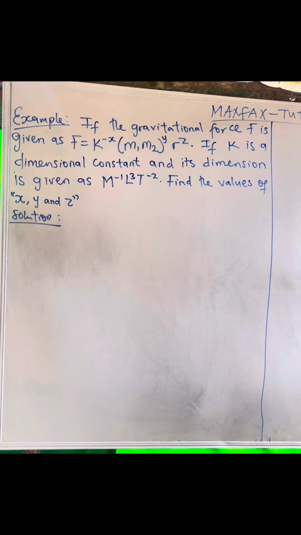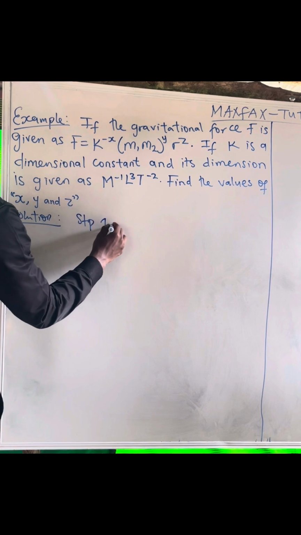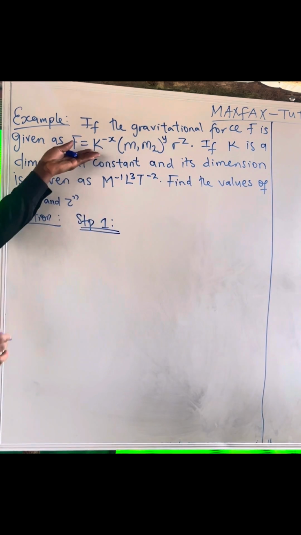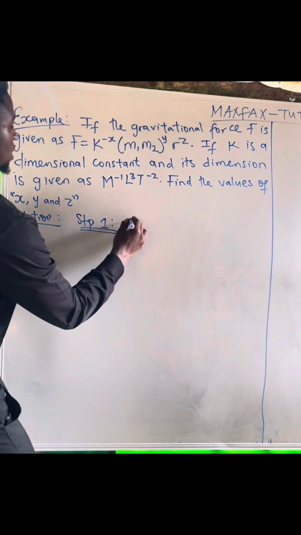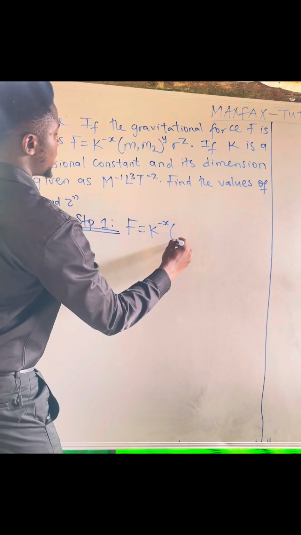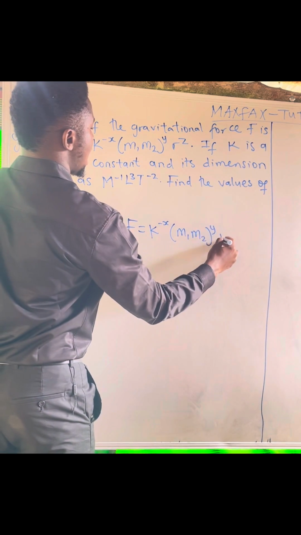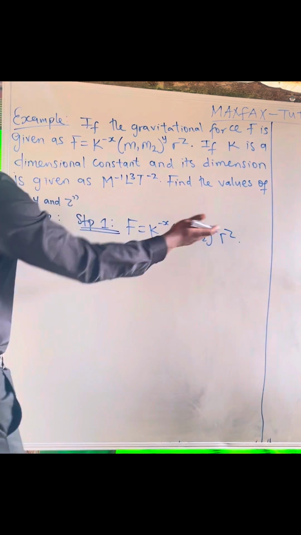Let's do this. Step one: you will write out the expression given to us in the question. That is F equals K raised to power minus X, open bracket, M1 M2 raised to power Y, R raised to power Z. You will write out this expression.